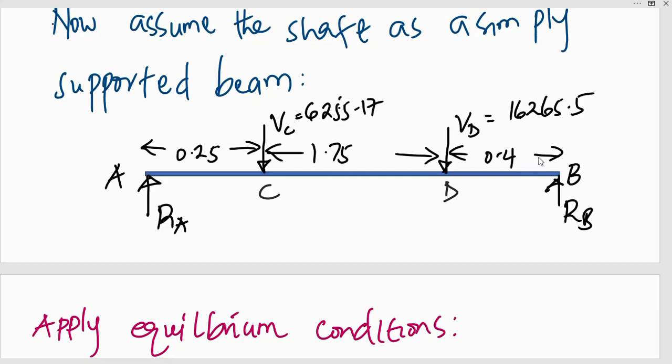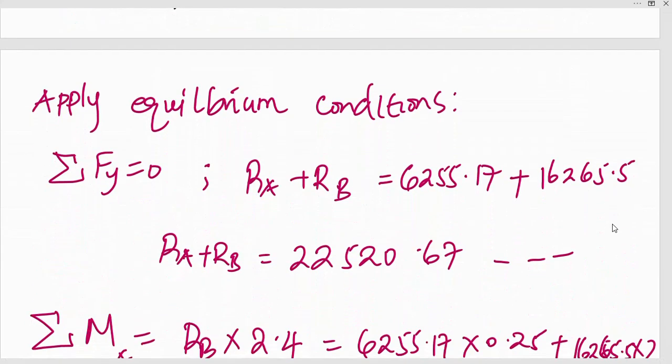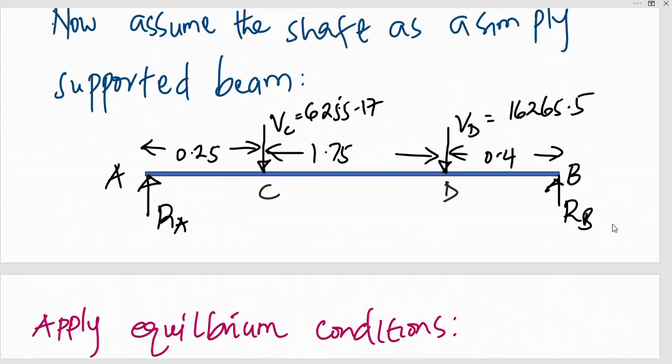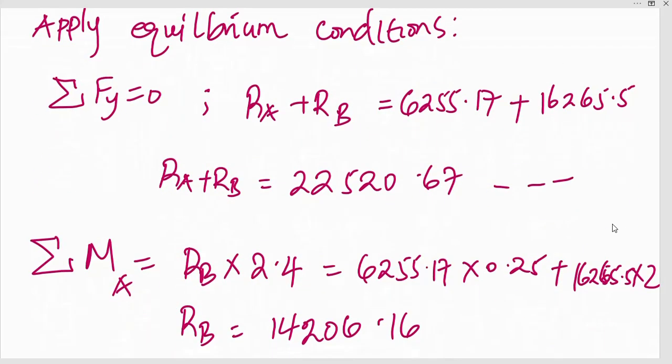So our challenge is to find RA, the reaction at A, and RB, the reaction at B. So we apply equilibrium conditions to this simple supported beam or shaft. Then we sum upward forces to equal downward forces, and RA plus RB is therefore equal to 22520.67 newtons. Okay, we can call this equation 1.